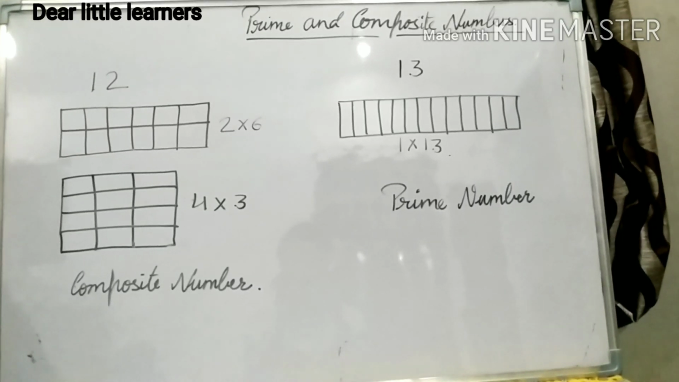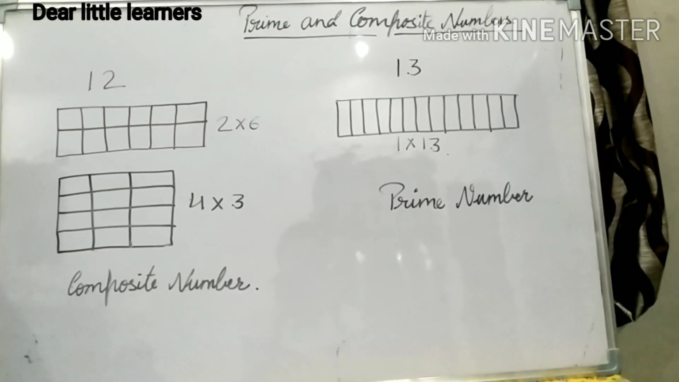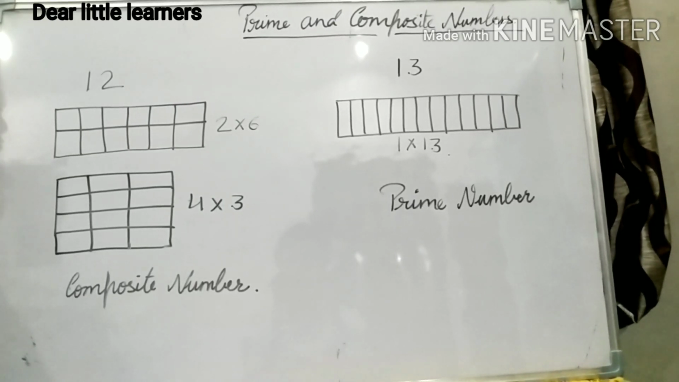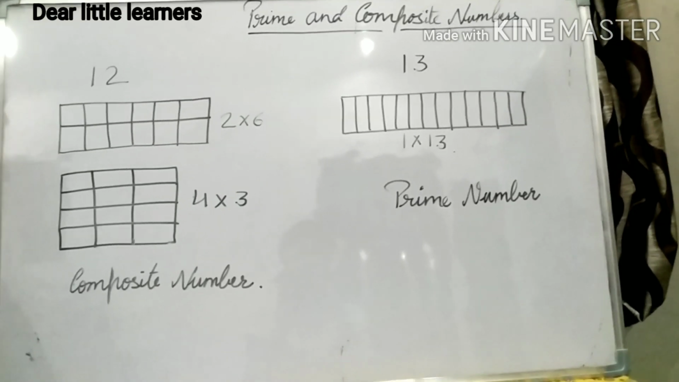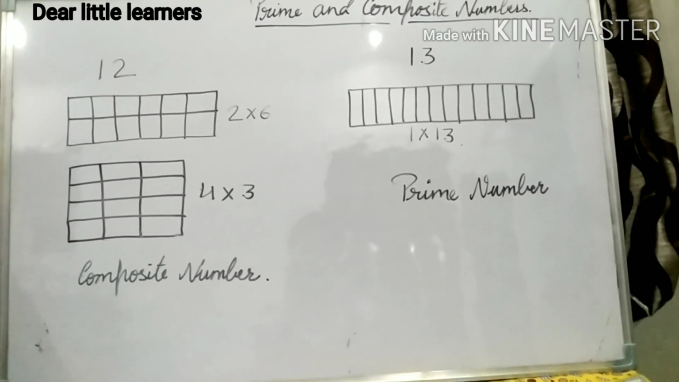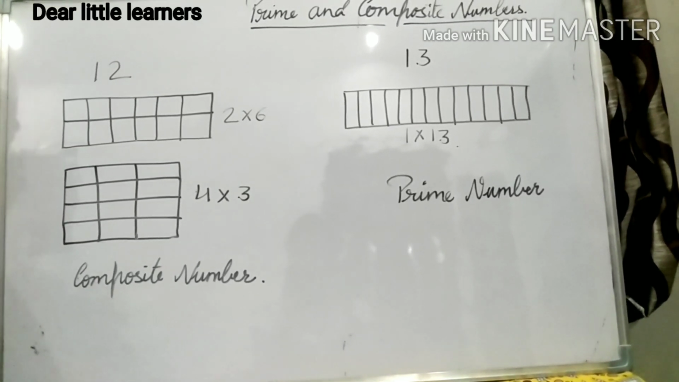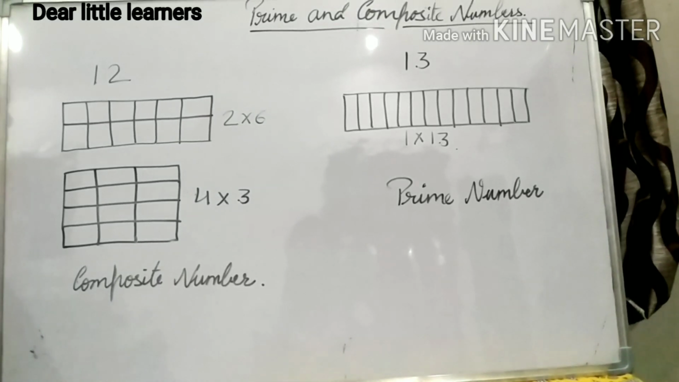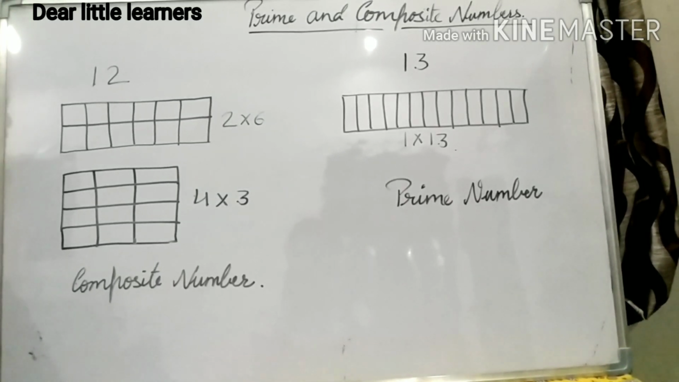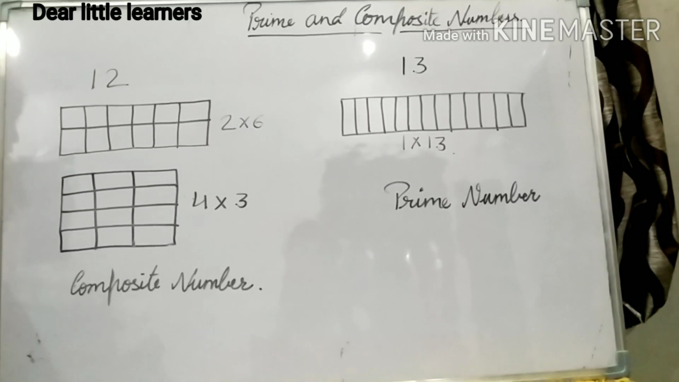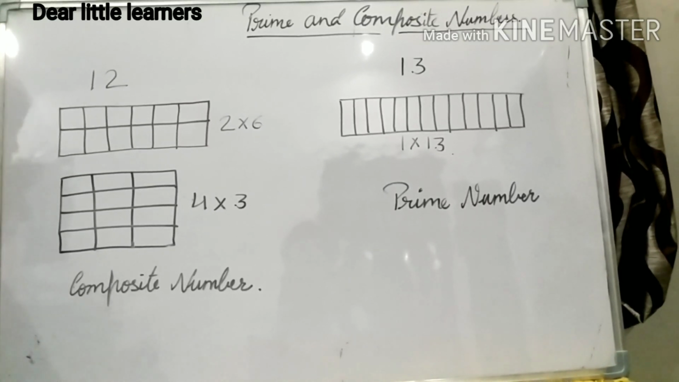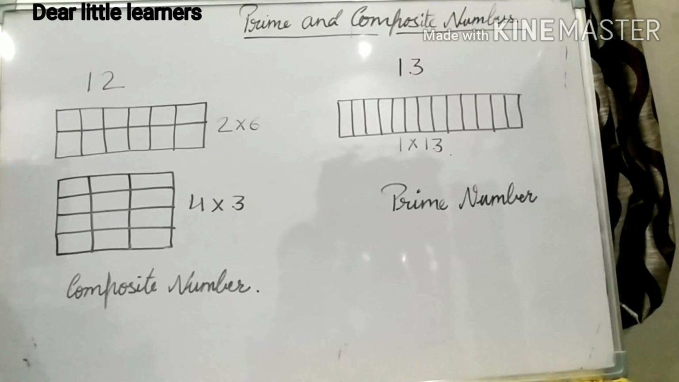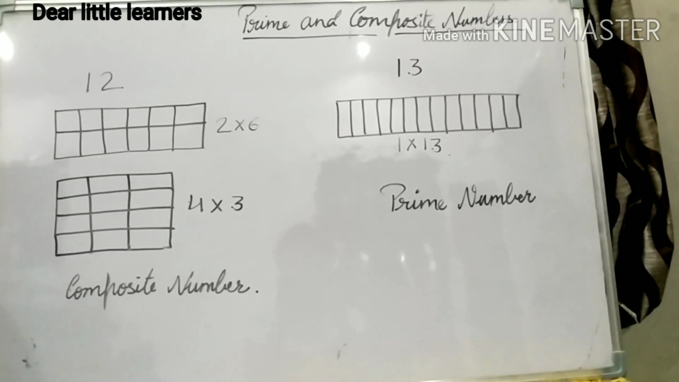And what are prime and composite numbers? Prime numbers are the numbers which come either in one's table or in their own table. Whereas composite numbers are the numbers which come in one's table, in their own table, as well as in other tables also. This I can show with the help of an activity.